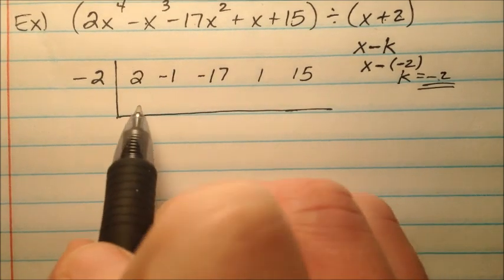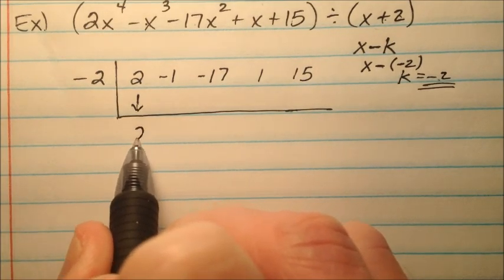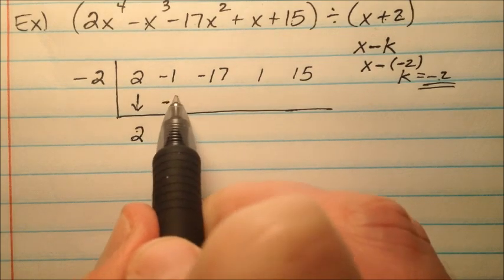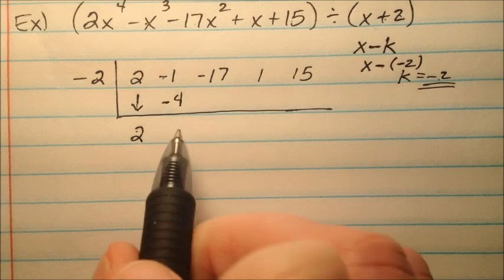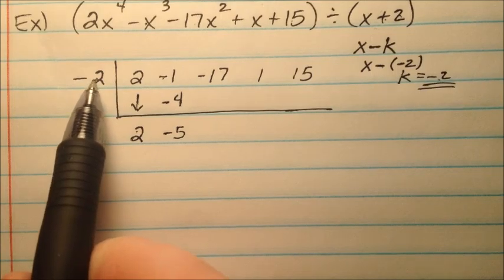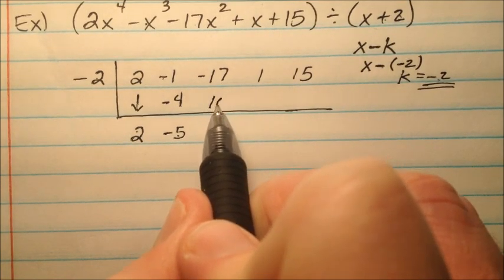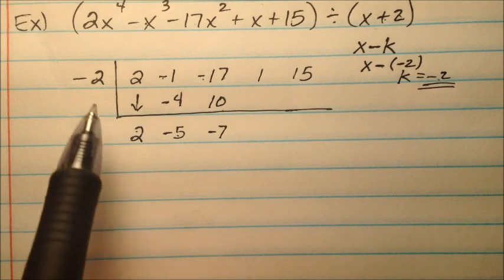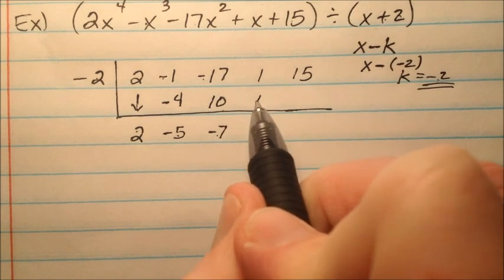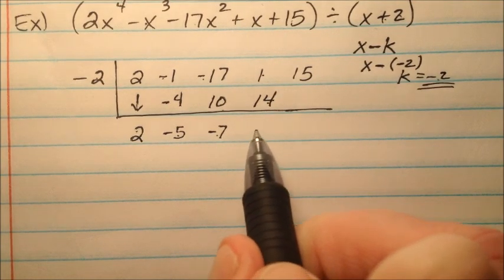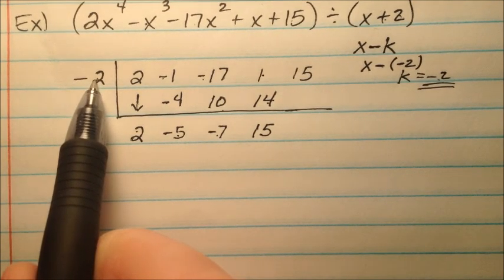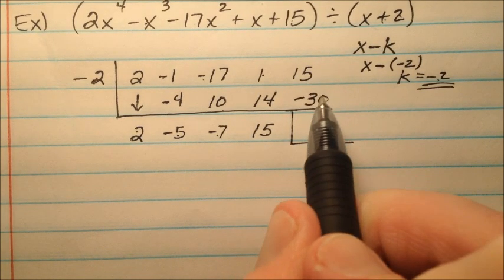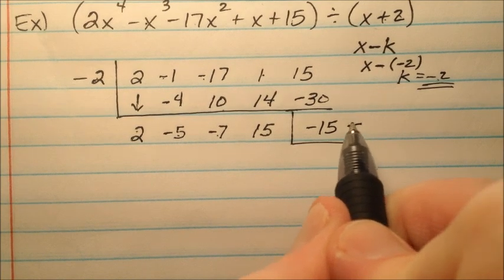So here's the way this is going to look. I bring down my first term to make 2, and then I do that series of multiplications and additions. So negative 2 times 2 is negative 4. Negative 1 and negative 4 makes negative 5. Negative 2 times negative 5 makes positive 10. Negative 17 and 10 makes negative 7. Negative 2 times negative 7 is 14. 1 plus 14 is 15. And negative 2 times 15 is negative 30. So when I add these, 15 and negative 30 is going to be a negative 15, and this is going to be my remainder.